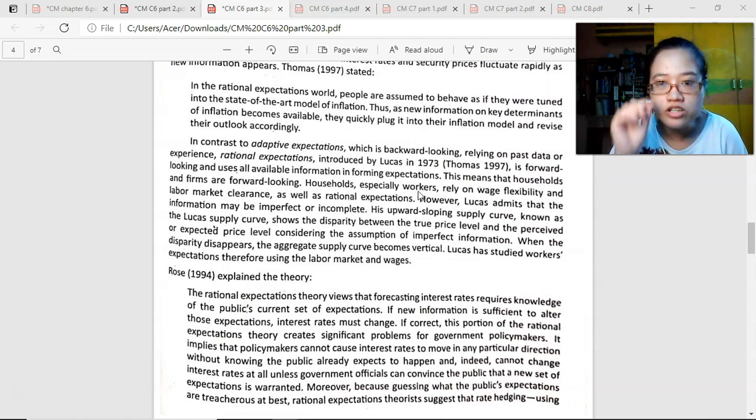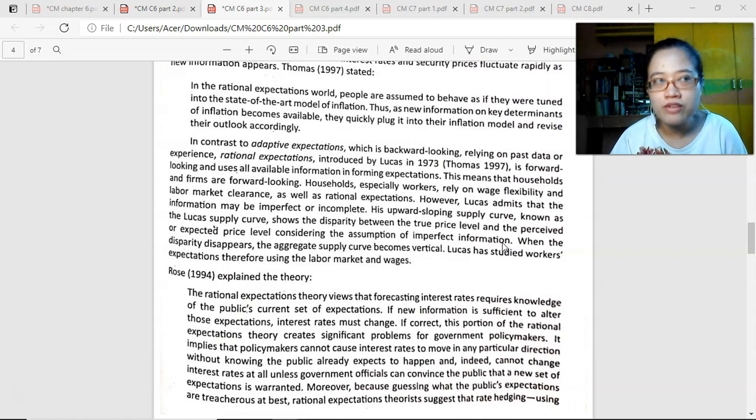Households, especially workers, rely on wage flexibility and labor market clearance, as well as rational expectations. However, Lucas admits that the information may be imperfect or incomplete. His upward sloping supply curve, known as the Lucas supply curve, shows the disparity between the true price level and the perceived or expected price level, considering the assumption of imperfect information.